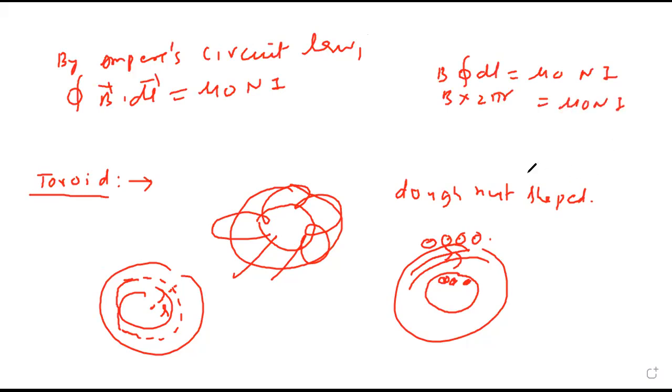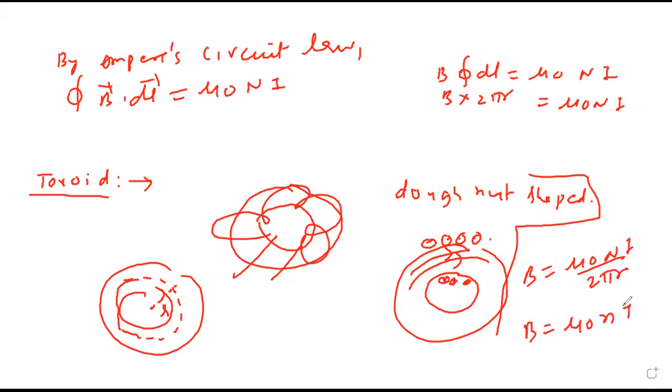So B equals mu naught N i upon 2 pi r. Number of turns upon circumference, you can write small n i. So the formula format is the same for solenoid and toroid, but the n's are different. For solenoid, it is number of turns upon length. Here, number of turns upon circumference. Please draw these three diagrams and then write this, so that you get an idea when you are doing revision.